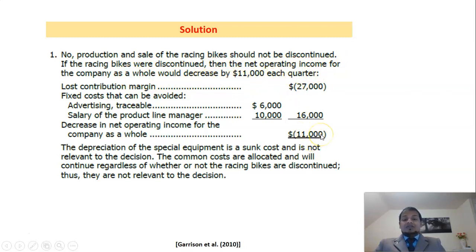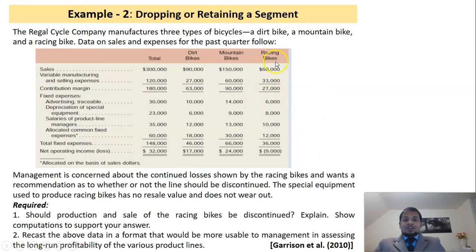All right. So how did it come? So lost contribution margin. If we discontinue racing bikes, this is the contribution margin we will not get. That means this sales will decrease, this variable cost will decrease. That means ultimately this contribution margin will decrease. We will not get this 27,000. So this is the benefit we lost. Okay, this is the benefit we will lose. So this would be our loss.